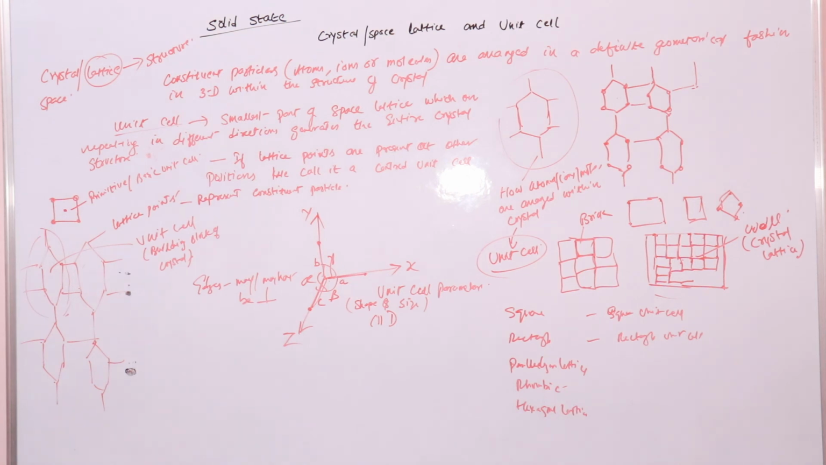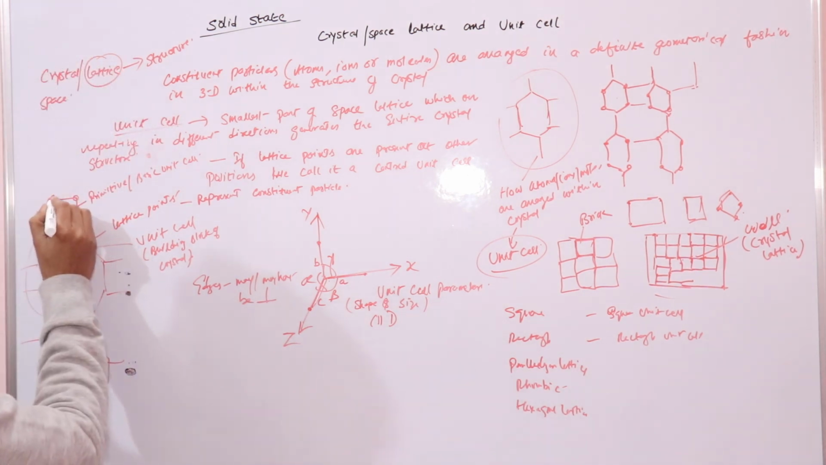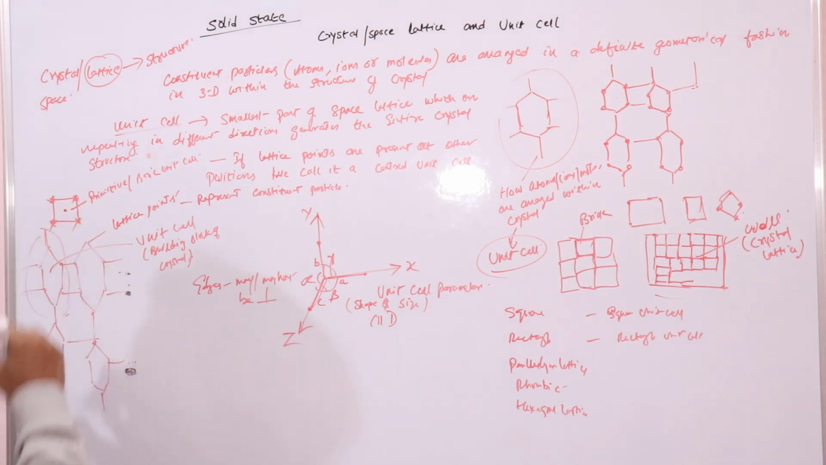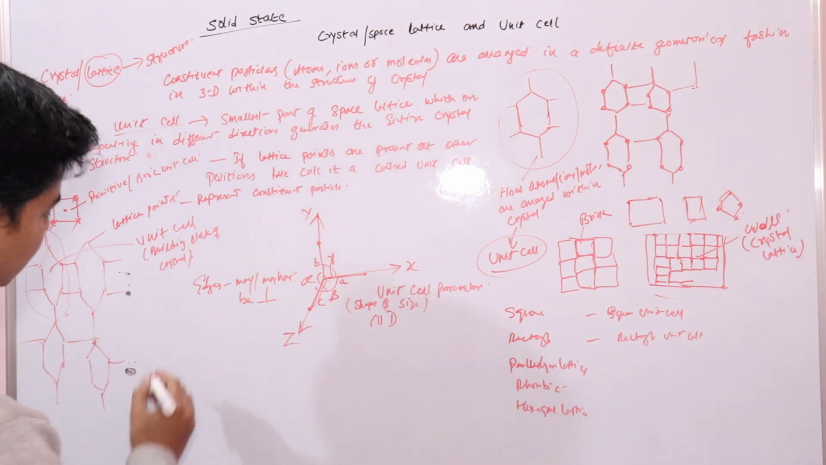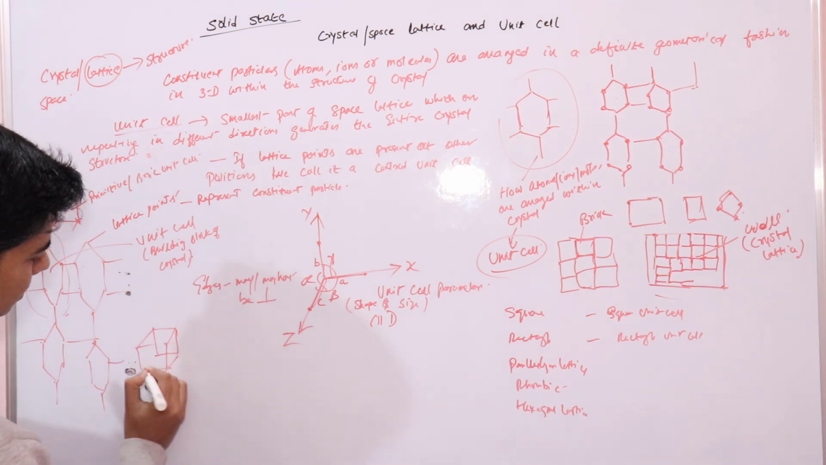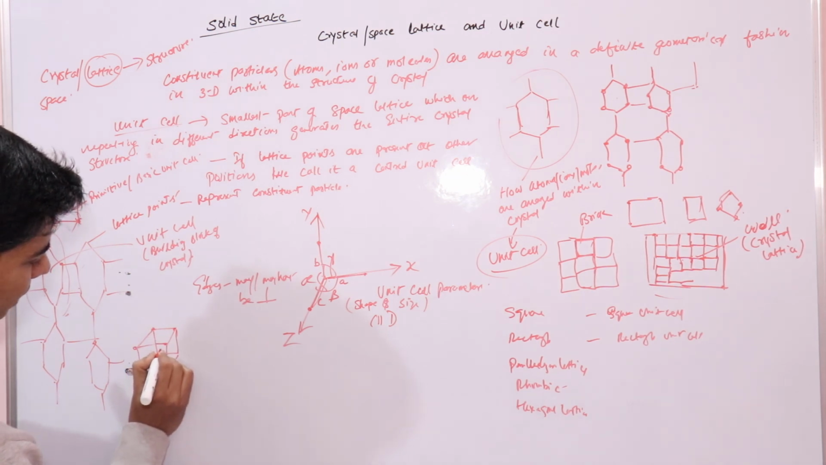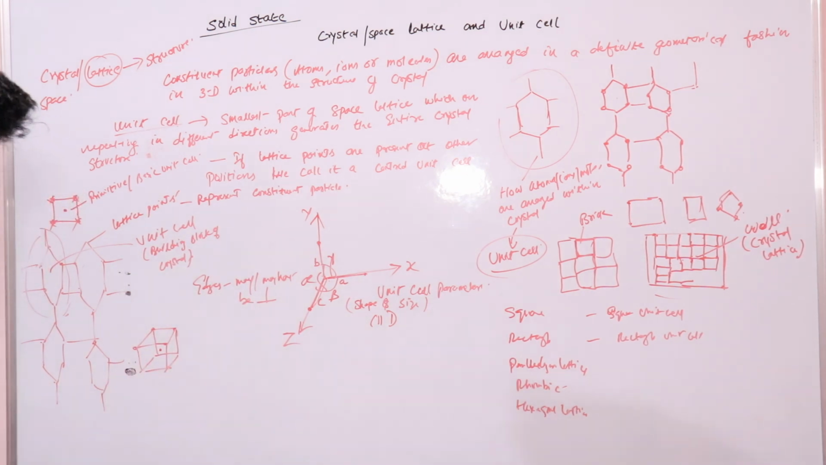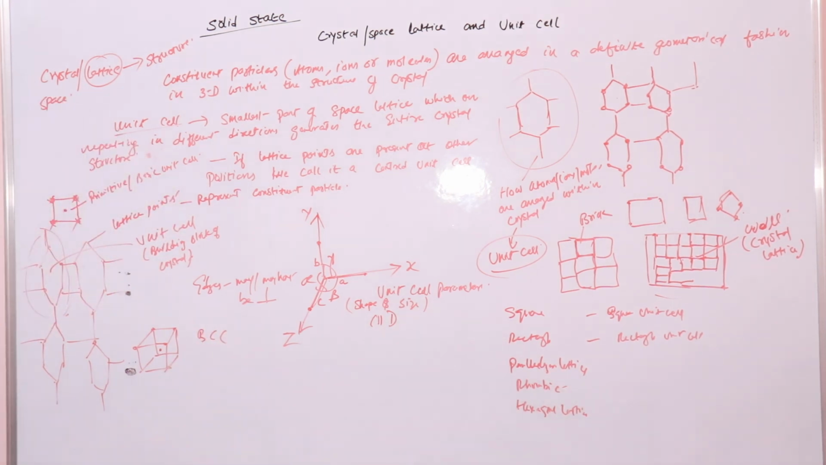So let's quickly talk about these kinds of unit cells. In unit cells, the lattice points may be present at the corners, or they may be present at other positions. If we have a cubic unit cell, and a point, in addition to the corners, is present at the center, we call it the body centered cubic cell. This is your BCC, body centered unit cell, right?